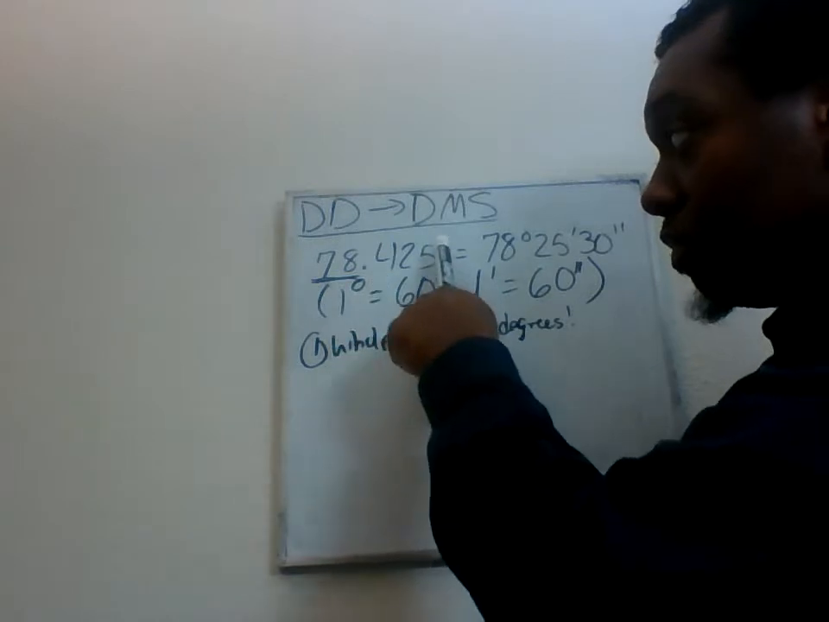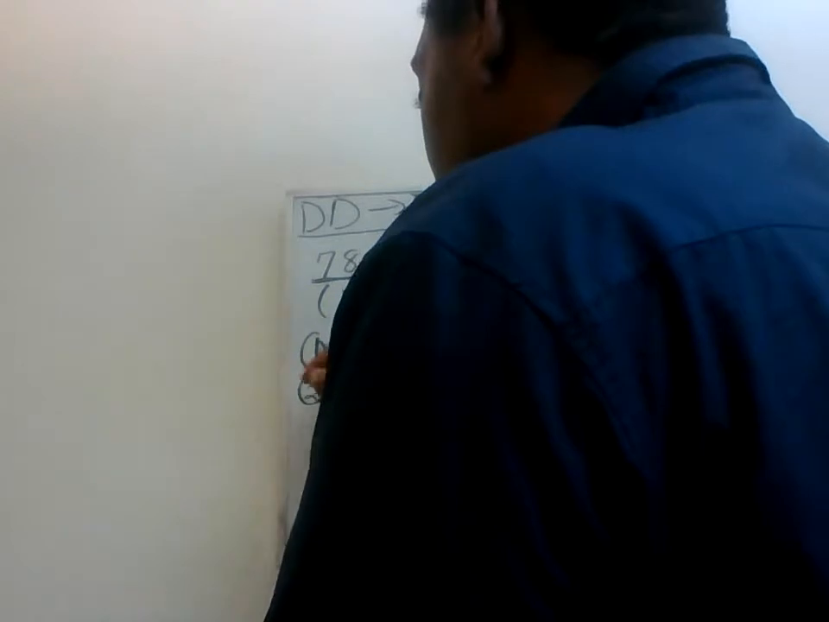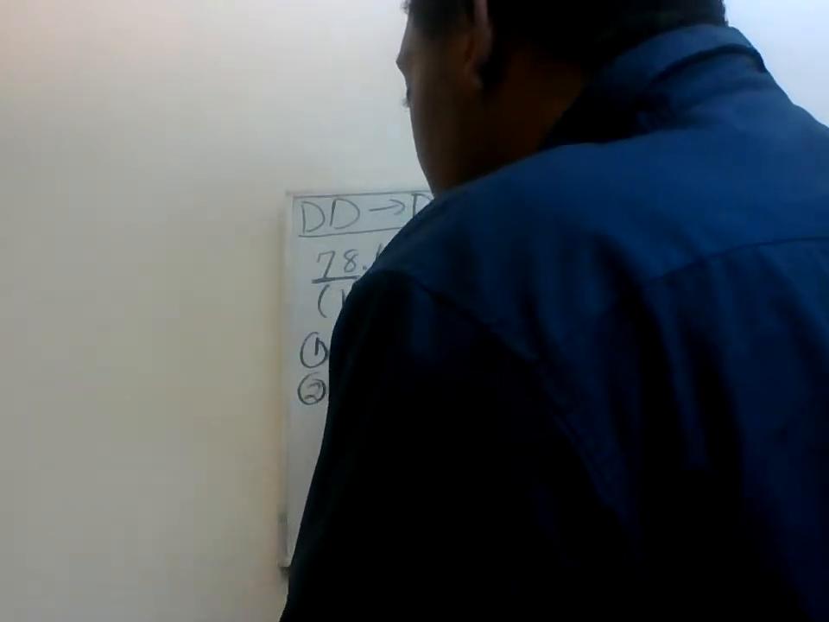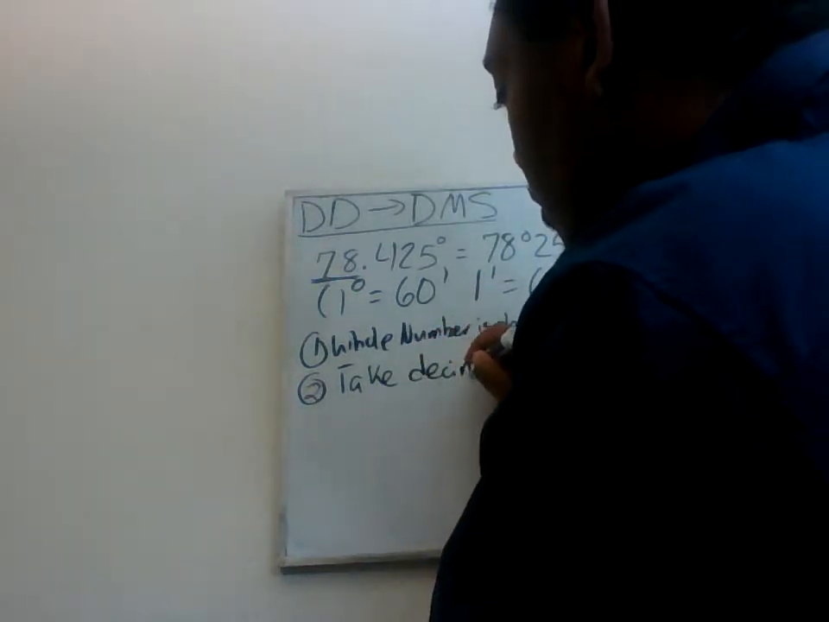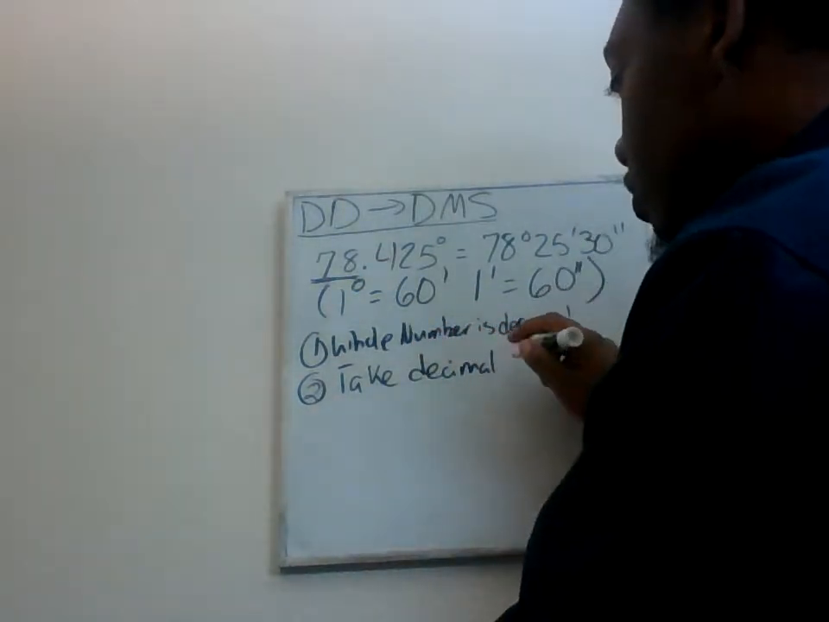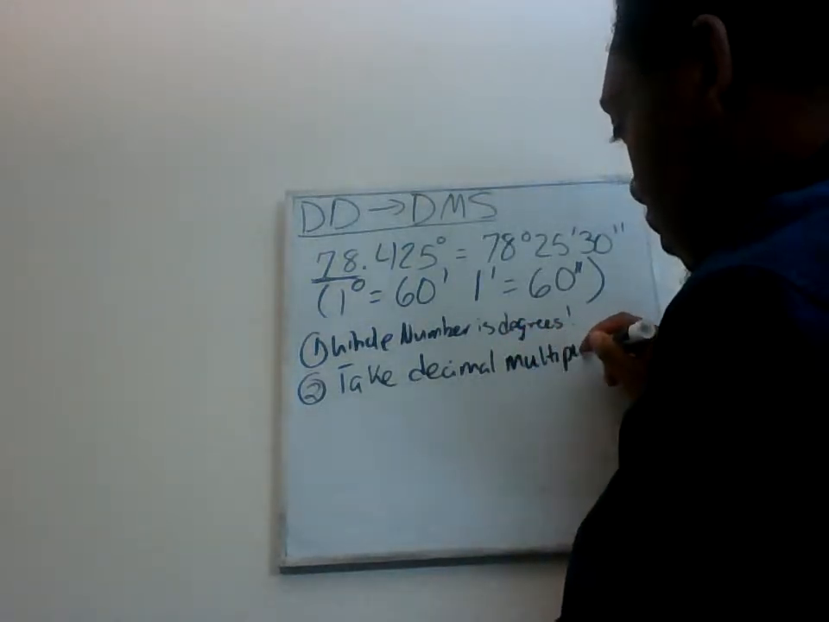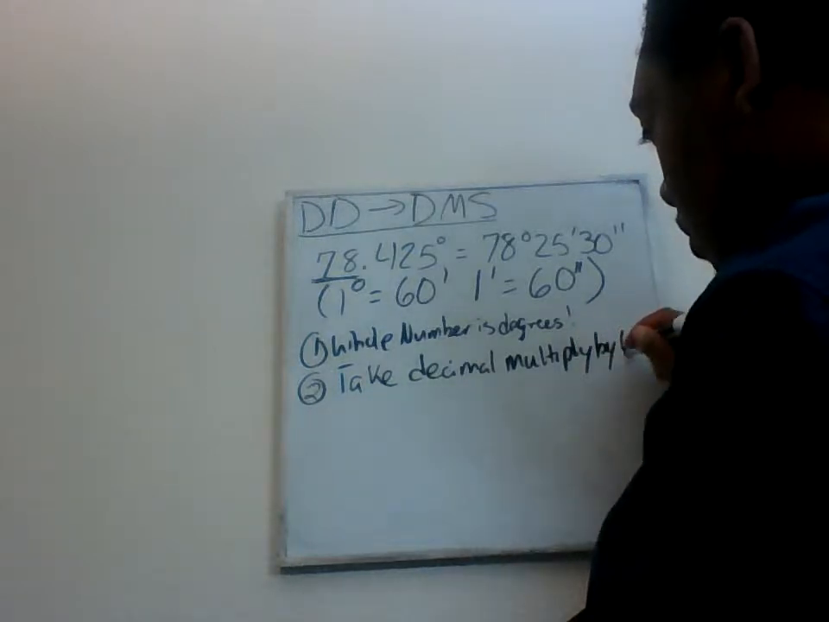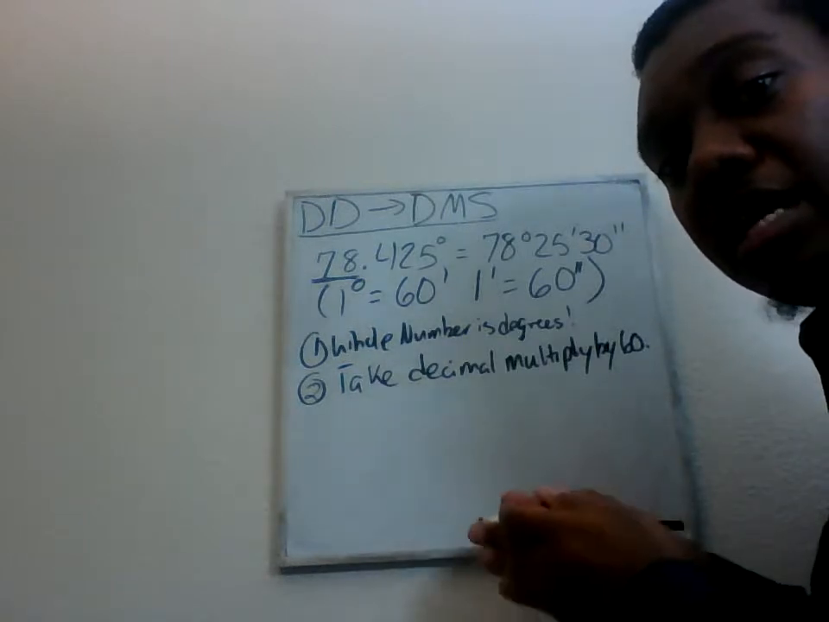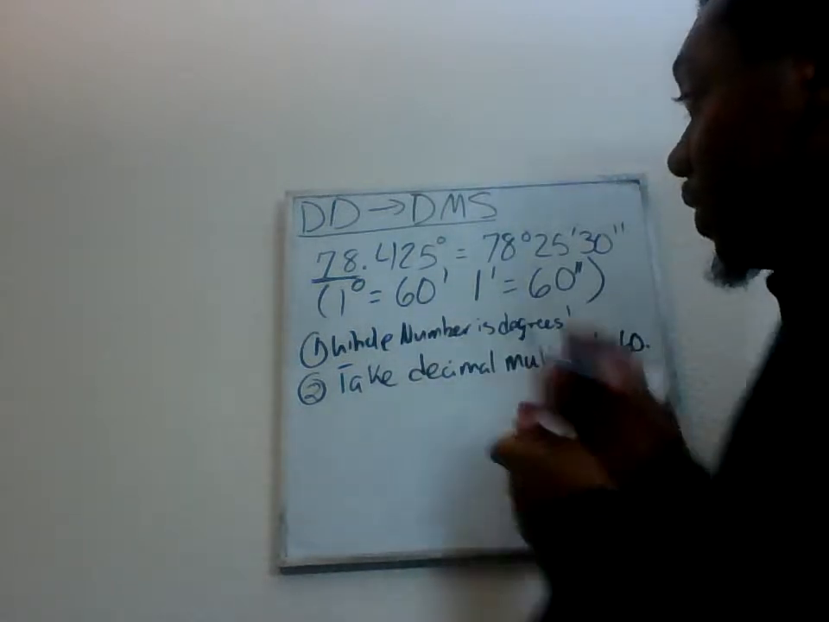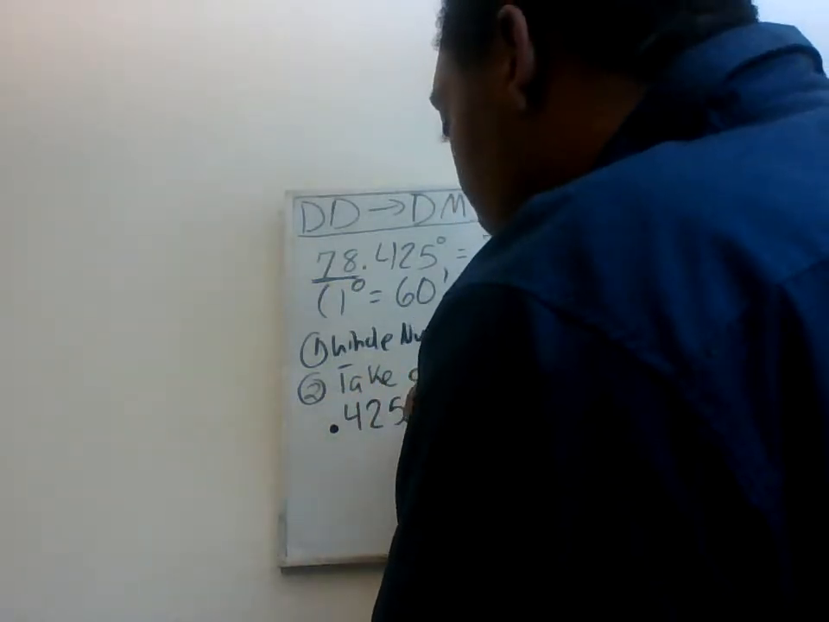All we're going to do is take the remaining part, the fractional part, or the remaining decimal, and we're going to multiply that times 60. And again, the reason we are multiplying it by 60 is because there's 60 minutes in 1 whole degree. So we're going to do 0.425, and we're going to multiply that times 60.